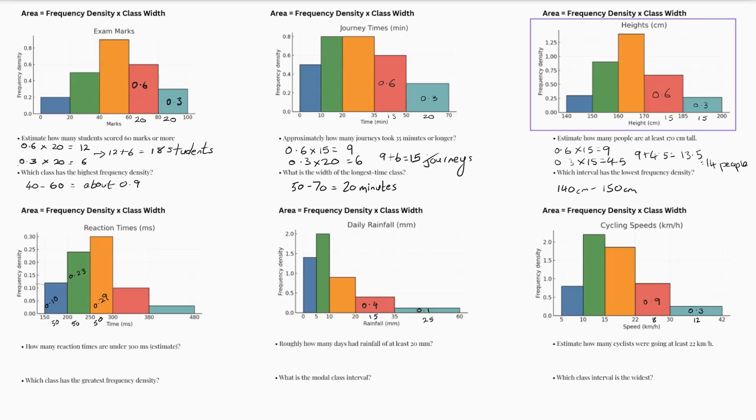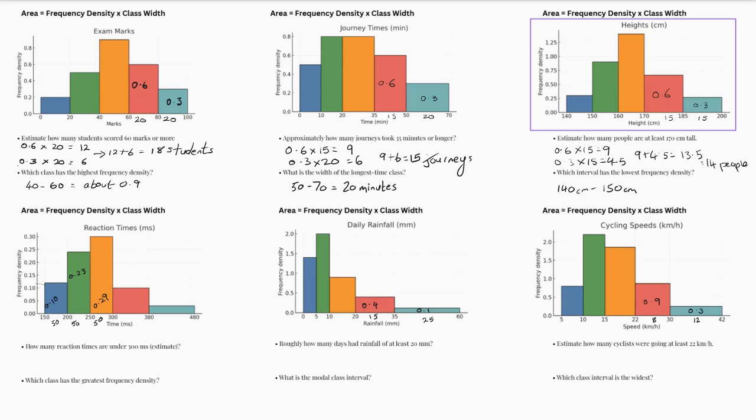Which interval has the lowest frequency density? The lowest frequency density. So all we've got is this one, isn't it? That's the lowest at 0.26, is it? So yeah, that's the lowest frequency density, between 140 and 150.